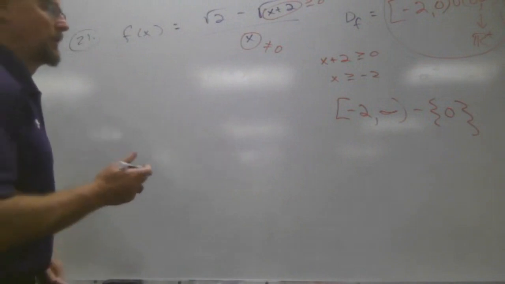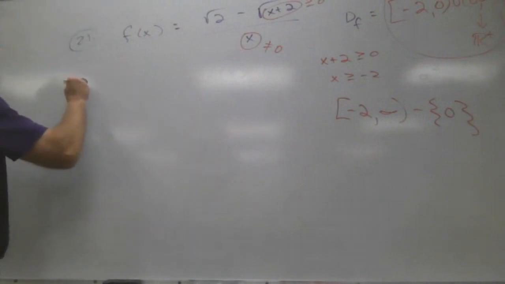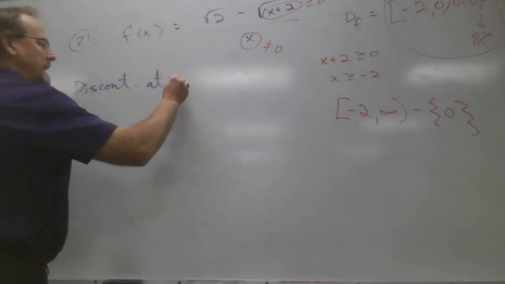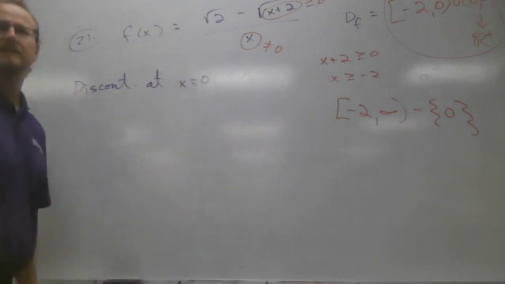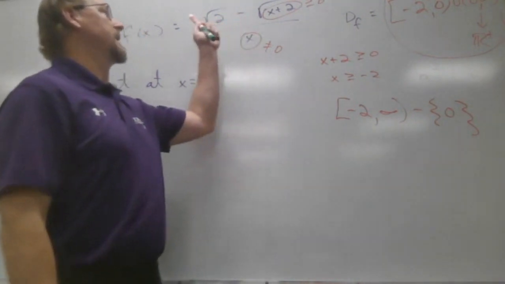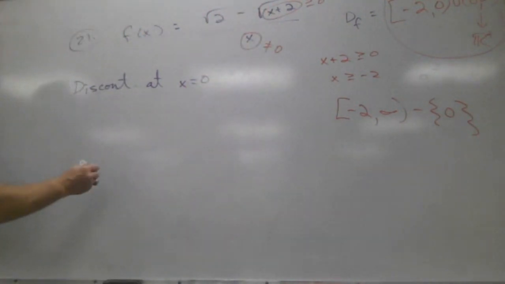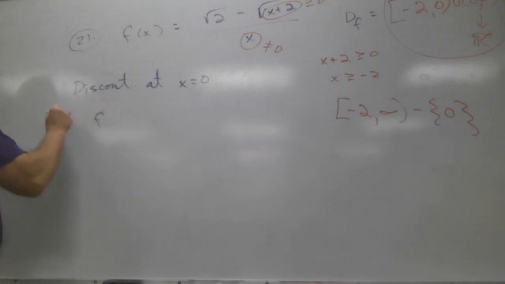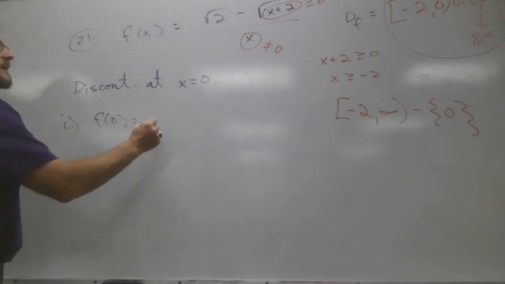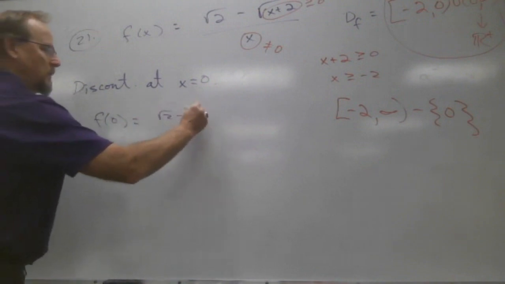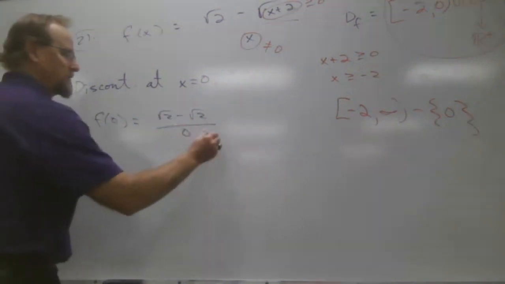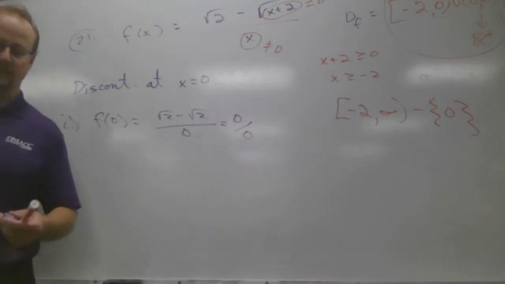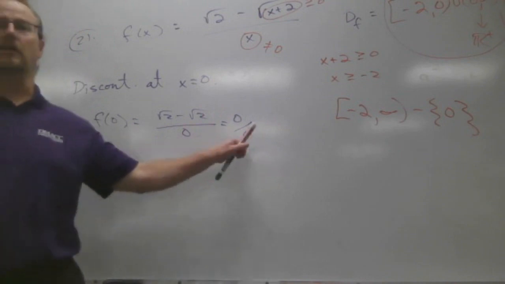All right, but anyway, this is discontinuous where? At x equals 0 for sure, right? Because it's not even defined there. If I plug in 0, I get the square root of 2 minus the square root of 2 all over 0, which is 0 over 0. So what is f of 0? It equals the square root of 2 minus the square root of 0 plus 2 over 0, which is 0 over 0. So that's indeterminate.